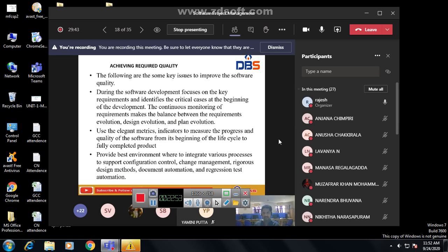And second one, use the elegant metrics, the indicators, to measure the progress and quality of the software from its beginning of the life cycle to the fully completed product. So first we have to indicate what the beginning of the life cycle and the ending of the life cycle are. The beginning of the life cycle is requirements, the ending of the life cycle is deployment. Okay, so use the elegant metrics, that is the indicators, to measure the progress and quality of the software from its beginning of the life cycle to fully completed products.